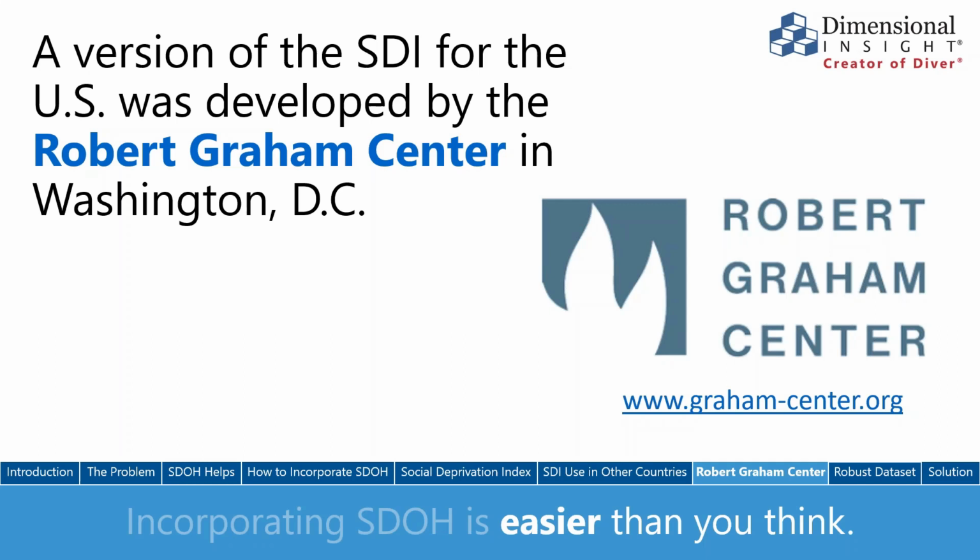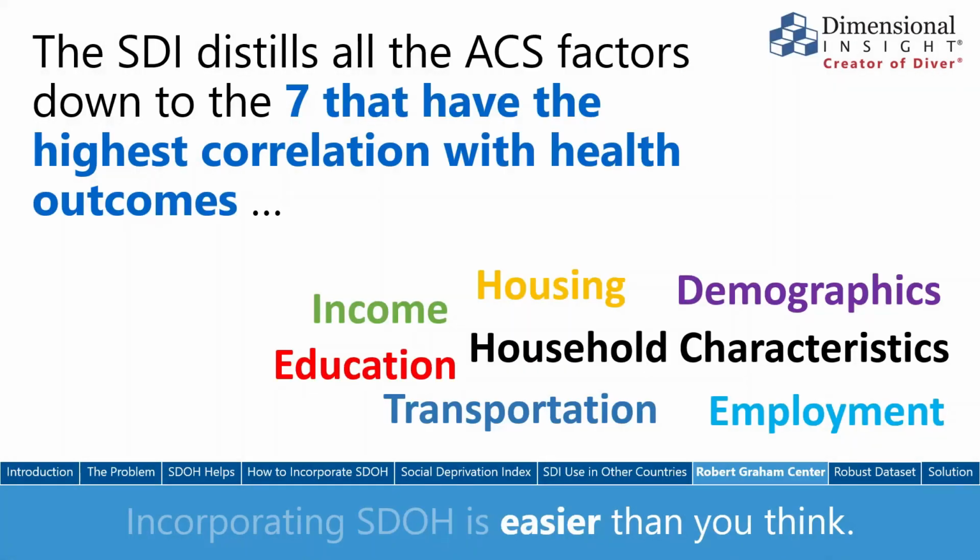The Robert Graham Center, which is a health-focused think tank based in Washington, D.C., did the research, analysis, and data science to determine which of these social determinants factors had the highest correlation with health outcomes. Yes, so they selected 7 factors and combined them into a social deprivation index, weighing them according to their influence on outcomes. The Graham Center's website provides data sets with both the SDI and the contributing factors for several census geographies, such as census tract, zip code, county, and primary care service areas.